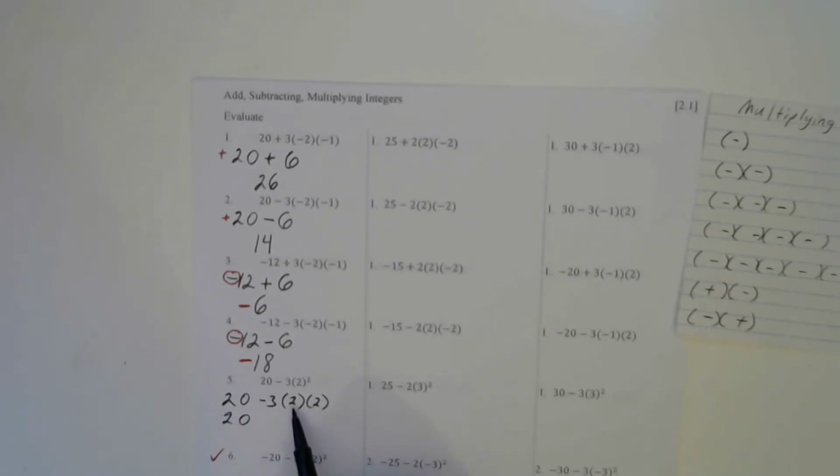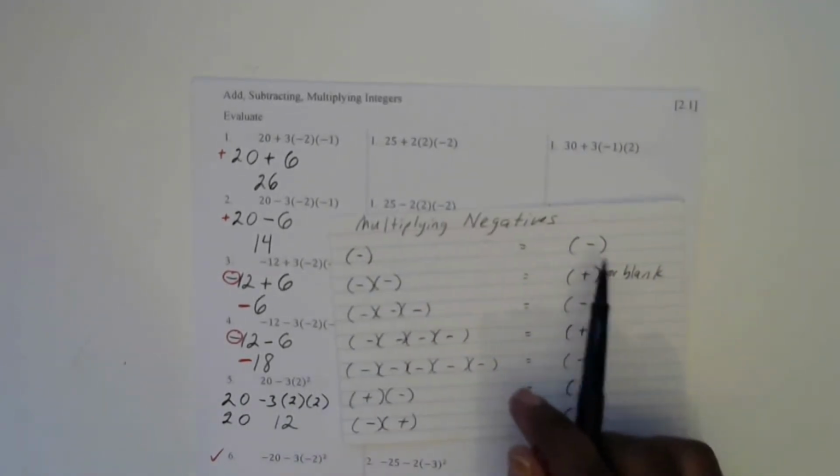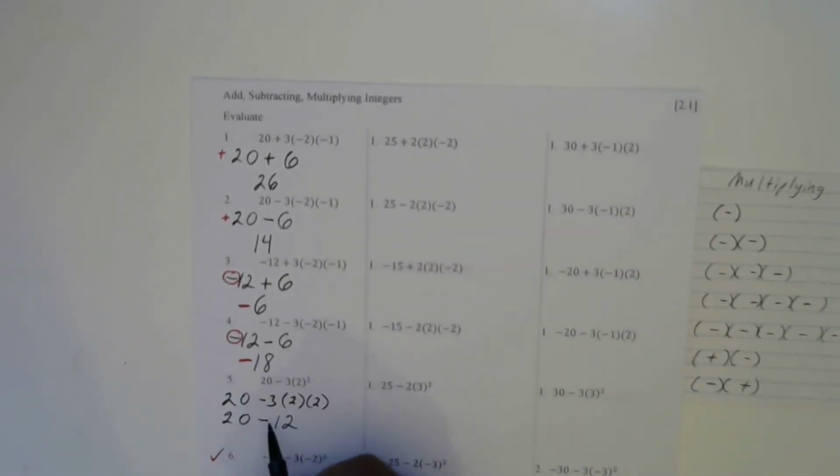3 times 2 is 6. 6 times 2 is 12. So this will be 12. Now this has one negative. And the rule is, one negative is negative when you multiply. So you multiply by one negative, you're going to get negative. These are different signs. A positive 20, negative 12, so we're going to subtract those and get an 8. And the bigger sign always wins, which is from the 20. The 20 is positive, therefore the 8 will be positive.